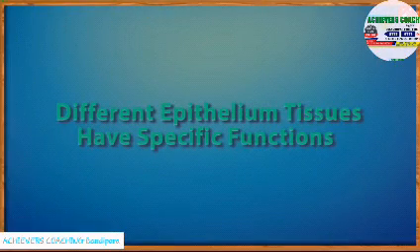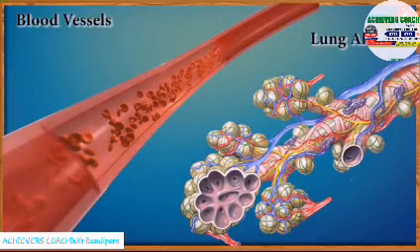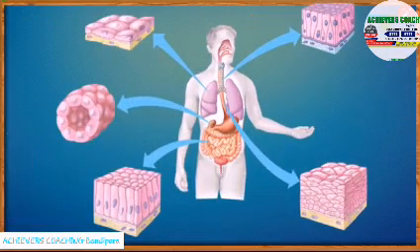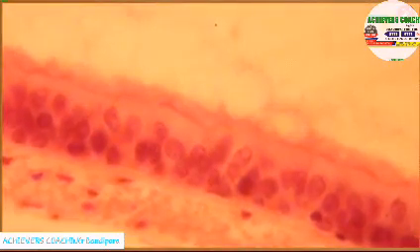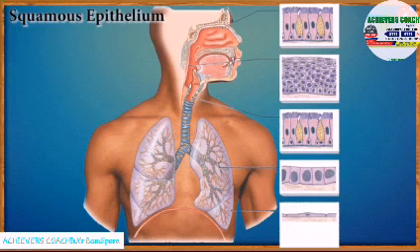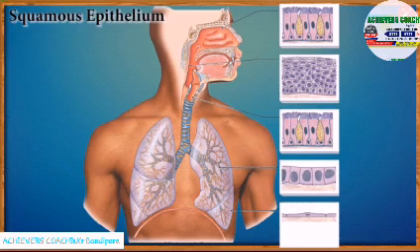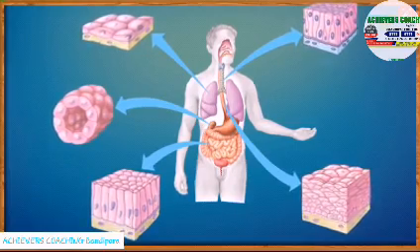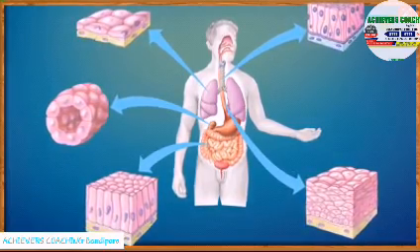Different epithelium tissues have specific functions. For example, in cells lining blood vessels or lung alveoli, where transportation of substances occurs through a selectively permeable surface, there is a simple squamous epithelium. Simple squamous epithelial cells are extremely thin and flat and form a delicate lining. The esophagus and the lining of the mouth are also covered with squamous epithelium.